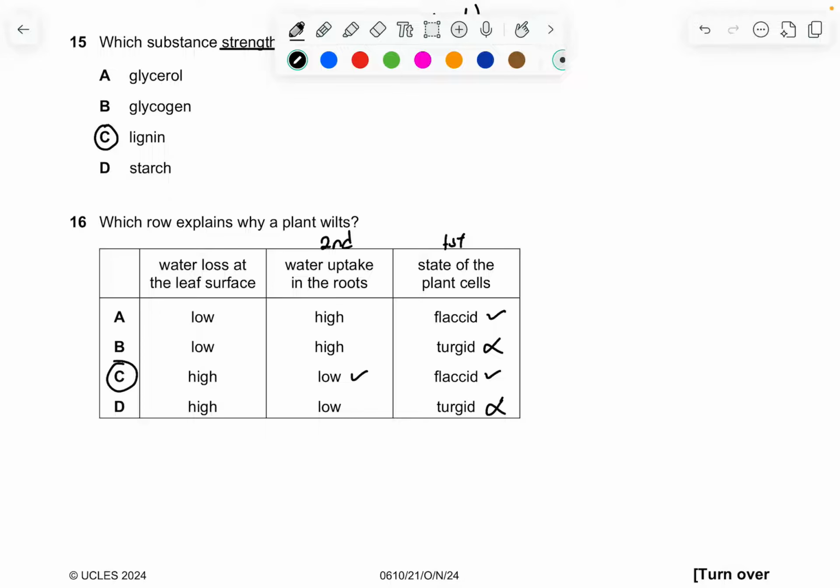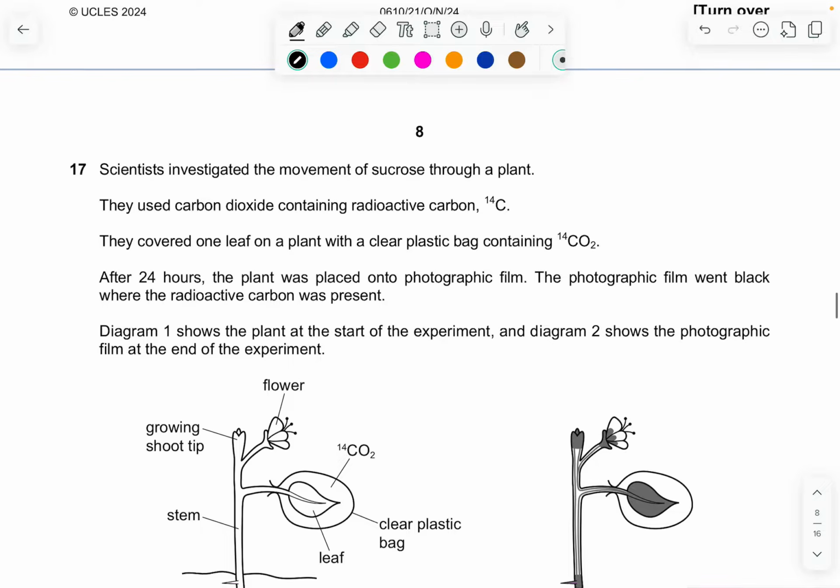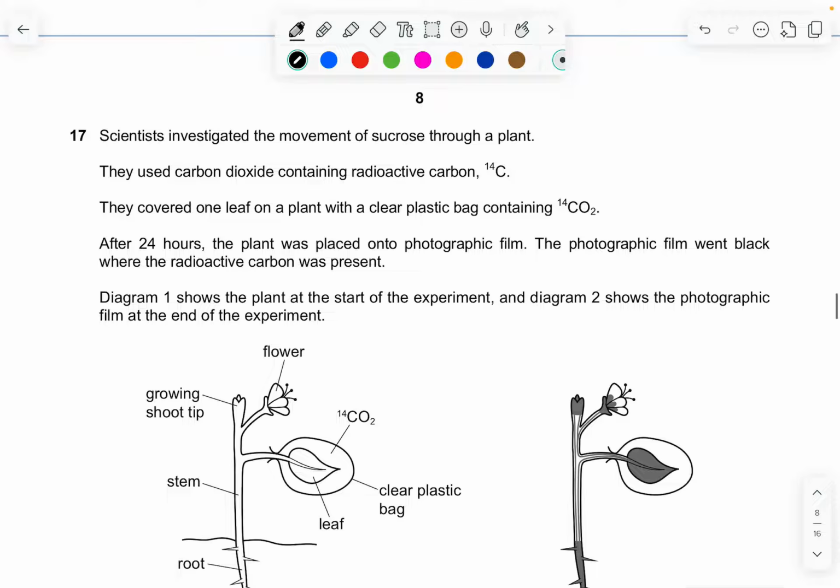Then only you know that wilting is caused by a low amount of water uptake in the roots, and therefore that causes wilting. Question 17. Scientists investigated the movement of sucrose through a plant.